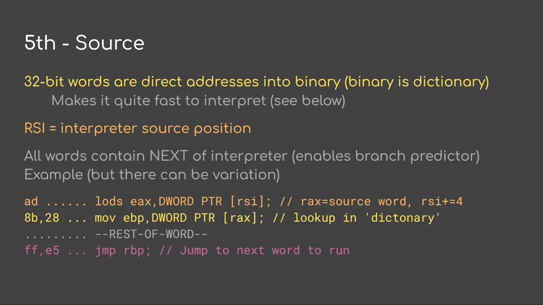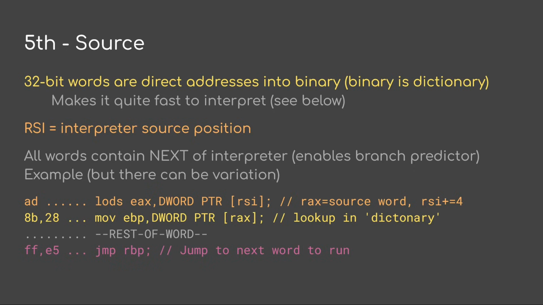So for source code, I'm thinking 32-bit words. For words, they're going to be direct addresses into the binary, and the binary is going to be the dictionary. Makes it quite fast to interpret. The nice thing here is they can be direct addresses because we fix the position. We're not using address space randomization. We'll just fix RSI to the interpreter source position, and then all the words will contain the next of the interpreter, meaning all the words end in the interpreter itself, or fold the interpreter in whatever form they want into their own execution. And by doing this, we enable lots of branch predictor slots because each of these end-of-word interpreters are going to be different branch predictors.